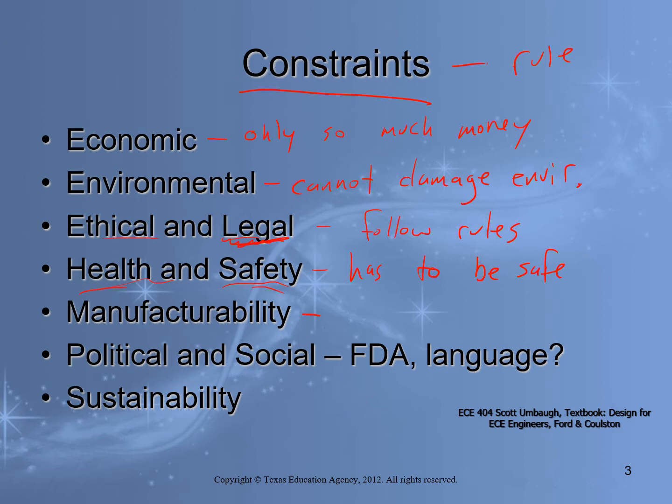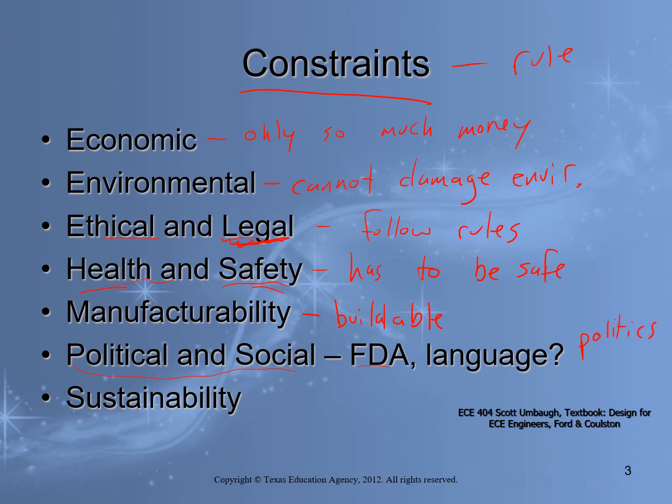Manufacturability. This is talking about, is it buildable? So can it actually be built? So it's a constraint because if you make it one time, but it's not really practical to mass produce, that's going to affect your profitability here. Political and social. So will it have political and social ramifications? All right, so like the FDA, for example, there's lots of talk about them right now, but will there be problems from politics, right?